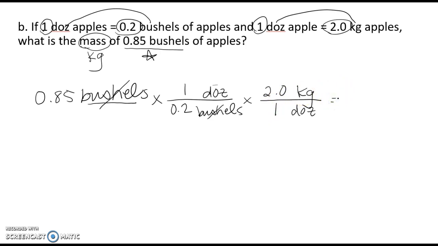So then to solve this problem, you do have these 3 fractions here, but our dozens do cancel. So 0.85 times 1 times 2, you do that on your calculator first, and then divide by 0.2 because the 1 doesn't really matter. Okay, so 0.85 times 2, and then divide by 0.2. So when you do that, you're looking at about 8.5 kilograms, which is your answer.